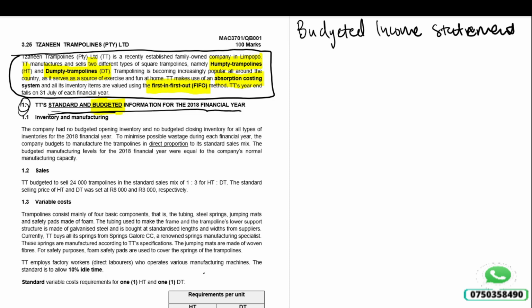We are doing a budgeted income statement, and we said that this is absorption, as stated in the information, and we said we're using FIFO inventory method for the 2018 financial year. It's for TT being the company. So this is what we need to do.